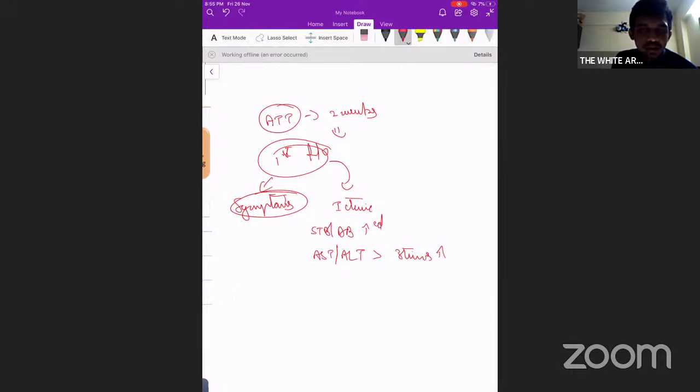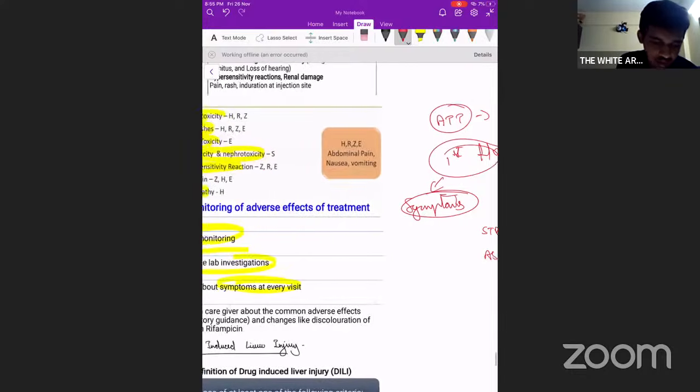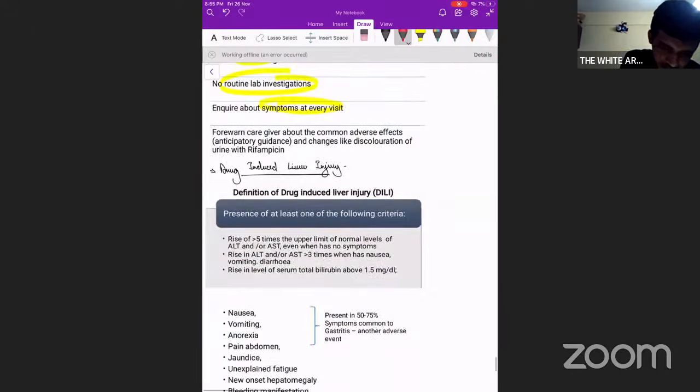What has happened? Yeah, side effect, I understand. What is this entity called? This entity is called drug-induced liver injury. And what is the definition?